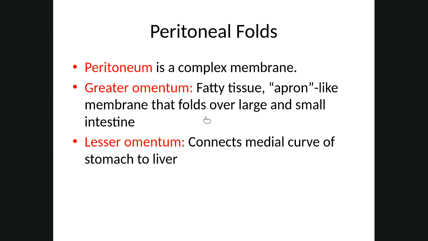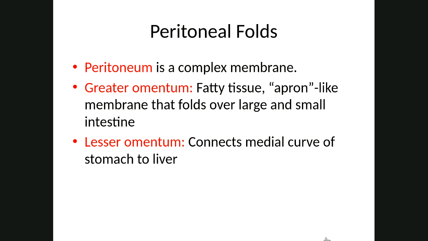Okay, so we already know that the peritoneum is a complex membrane. And then let's talk about some of the folds. Let's talk about two folds specifically. We have a fatty tissue fold that folds over like an apron over the large and the small intestine from the top. It's called the greater omentum. And then the lesser omentum, same tissue, connects the medial curve of the stomach to the liver.